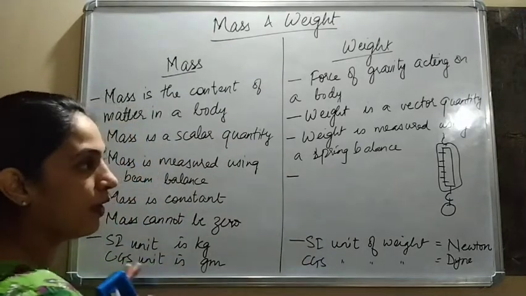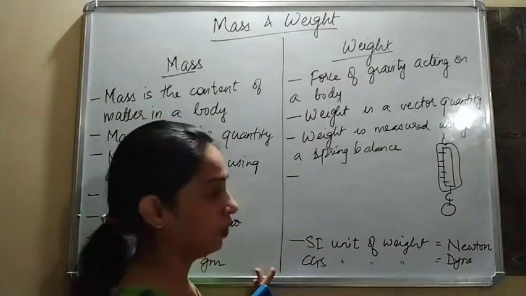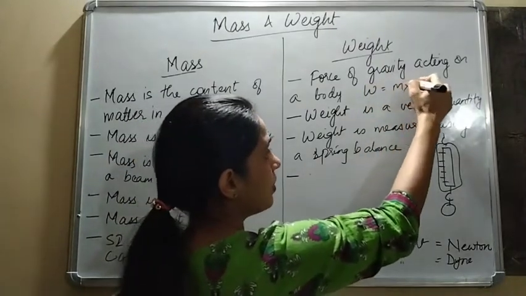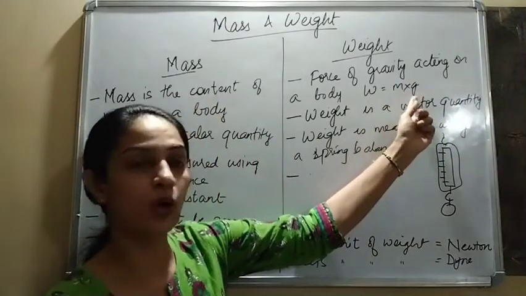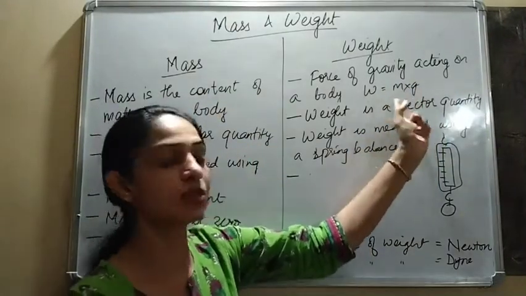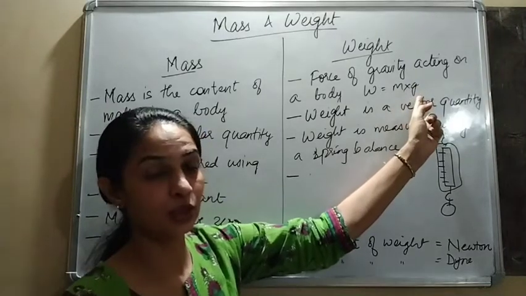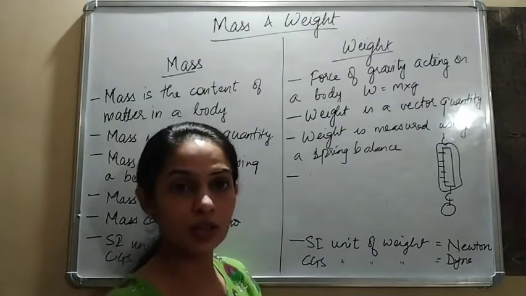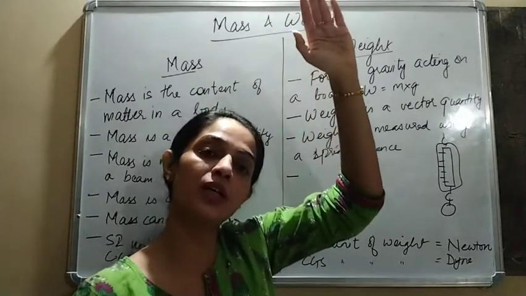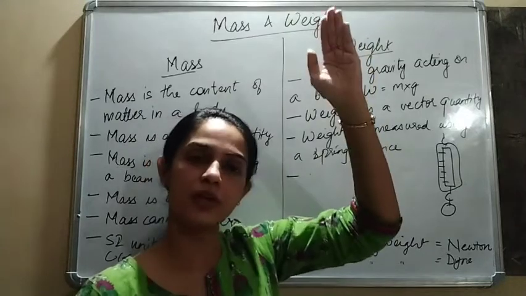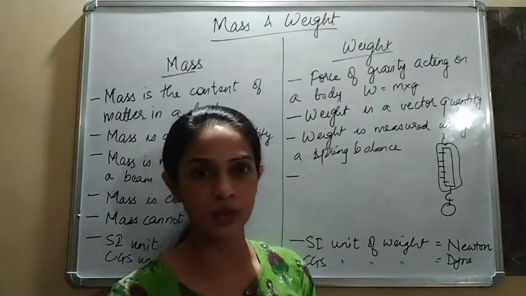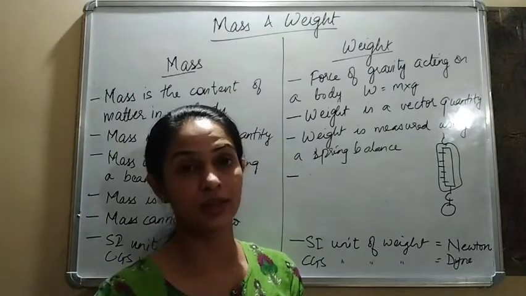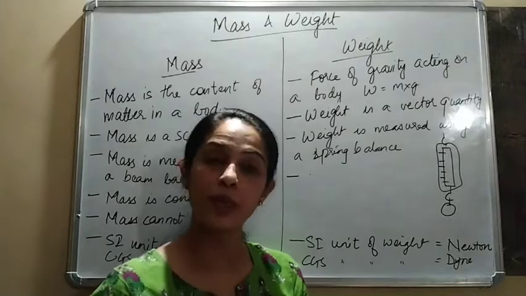Now weight is not a constant value, since W is equal to mg. So weight depends upon acceleration due to gravity. Mass is constant, but acceleration due to gravity varies from place to place. We've studied the variations in acceleration due to gravity. If you go above the surface of the earth, g reduces, so automatically weight will reduce. When you go under the surface of the earth, g also reduces.